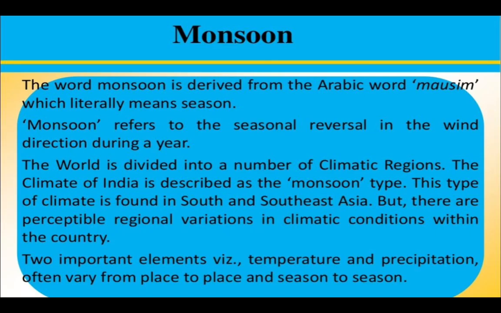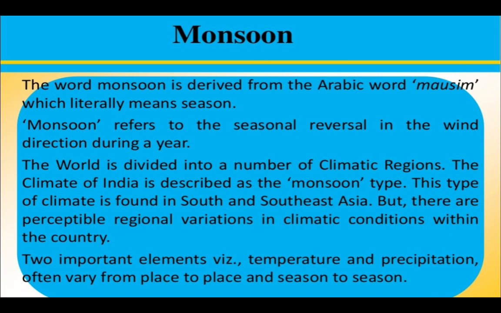an interval of time. When we talk about monsoon, so the word monsoon is derived from Arabic word mausim, which literally means season. So if we see here that we also see in Hindi when we speak we say mausam. So it is actually a season, and monsoon is a season of India where it is also called as rainy season. Monsoon refer to seasonal reversal in the wind direction during the year.